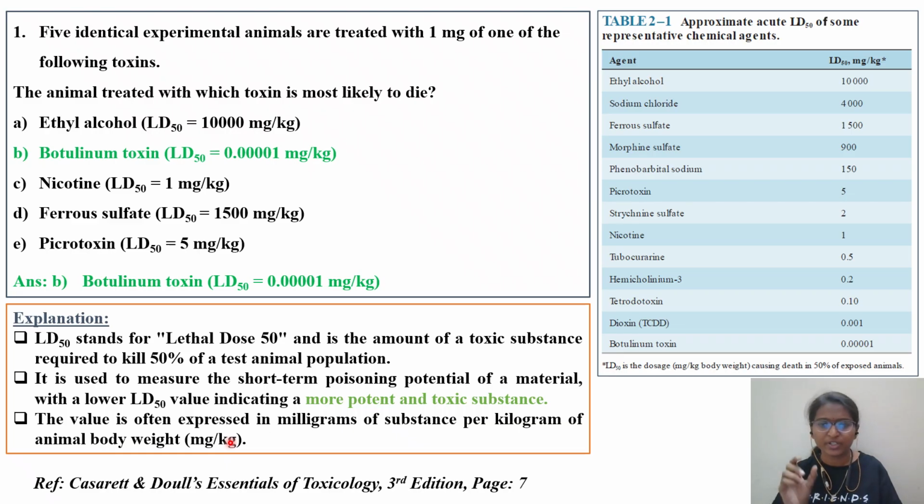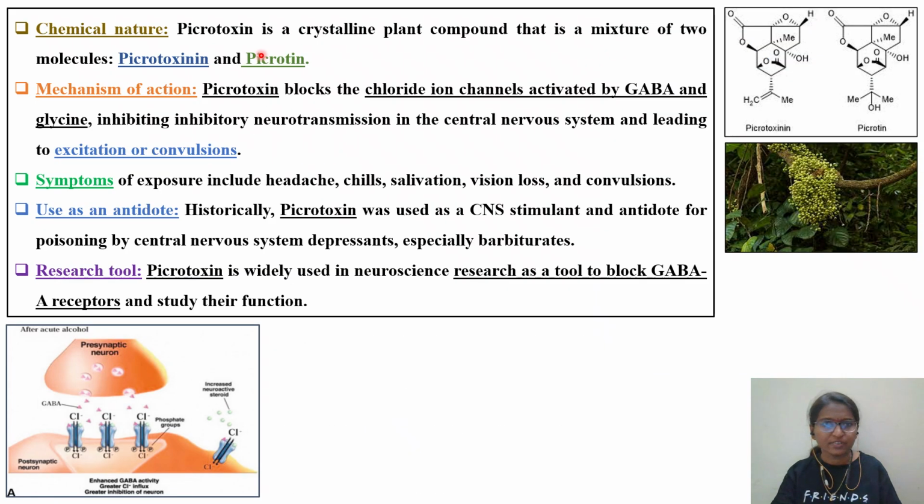The value is often expressed in milligrams of substance per kilogram of animal body weight. So units are important. Oral is mg per kg, inhalation is mg per liter or ppm, mg per meter cube, and in that case you get LC50, the lethal concentration for 50% of the population. Dermal units are also mg per kg only, and that's all.